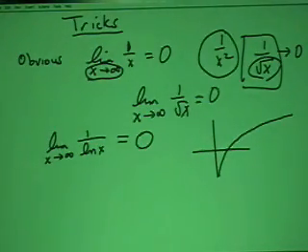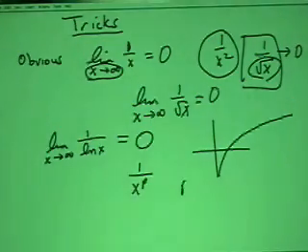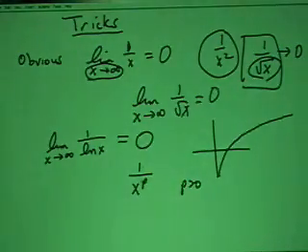This 1 over x squared is a special case of 1 over x to the p, where p is a positive number. And any of these are going to go to 0, just like these other ones did, as x gets large.